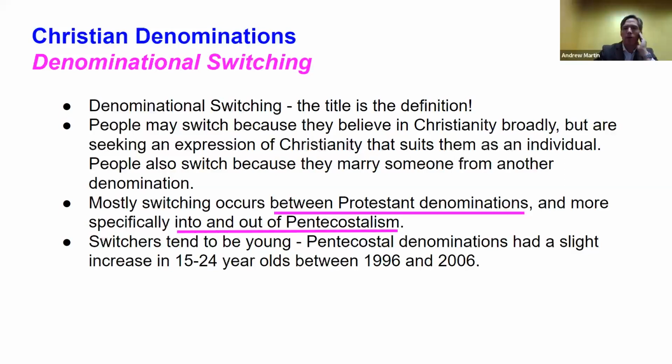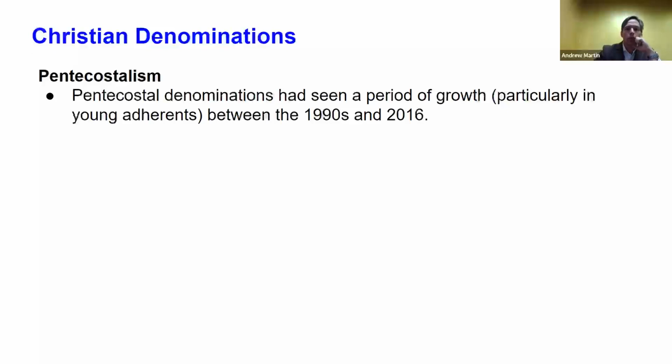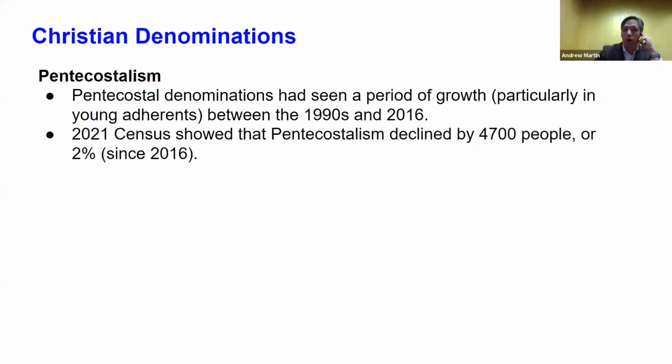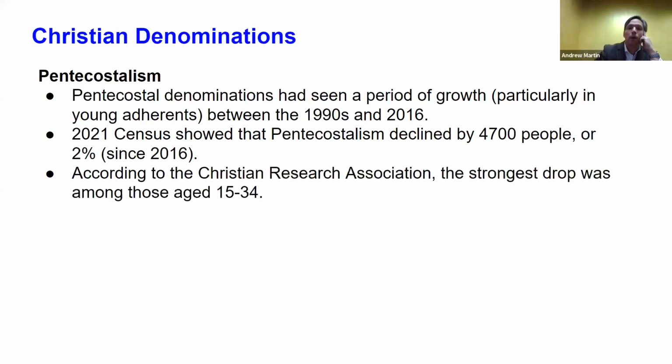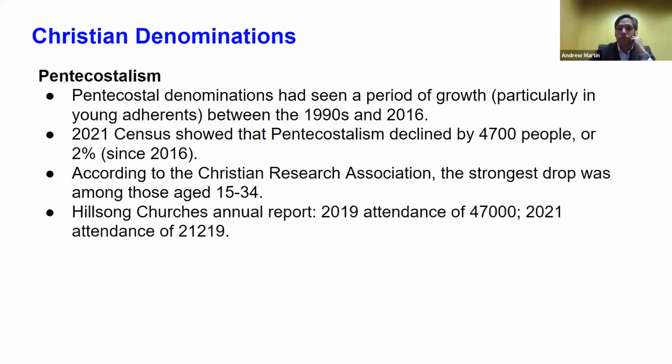But that's rather decreased in the last census, which I'll talk about in a second. Nevertheless, these are three things to remember. So denominational switching between Protestant into out of Pentecostalism, tend to be young. So Pentecostalism, you can see there, had a period of growth, but has declined along with everything else recently. And it's declined among the young in the last census.